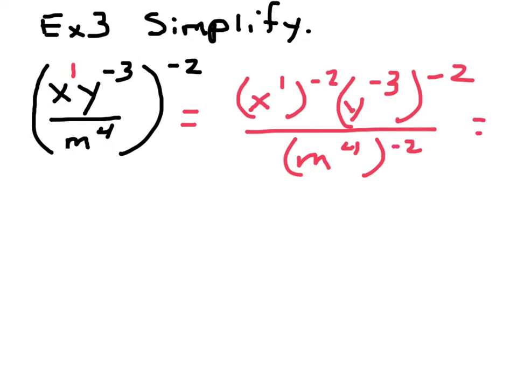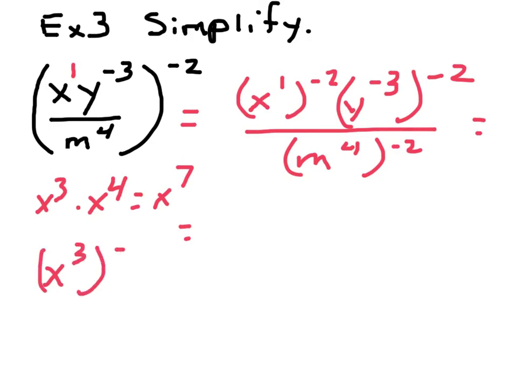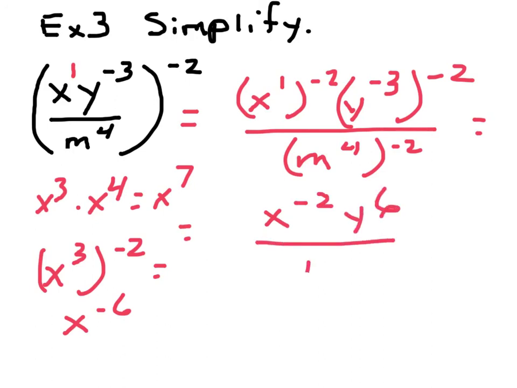Now simplify everything. So again, I'm emphasizing, before I finish this out, remember when you multiply 2 powers or more, you add the exponents. But here, when you have a power raised to an exponent, you multiply them like that. So here I'm multiplying, aren't I? So I have an x to the negative 2, y to the 6 over m to the negative 8. And you could leave it like that unless they direct you to do otherwise.